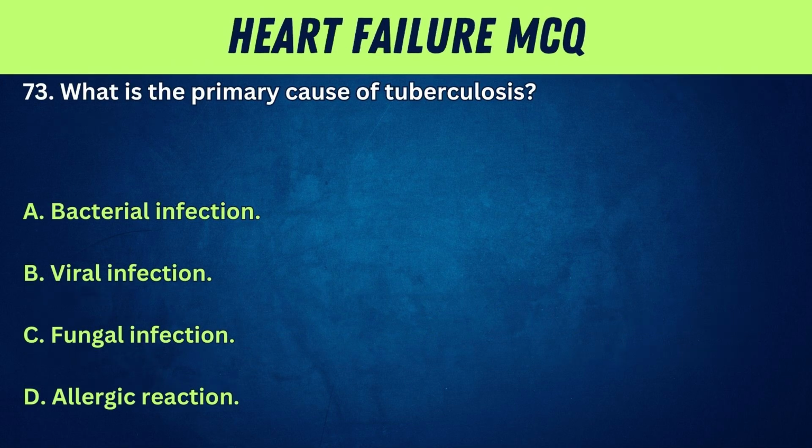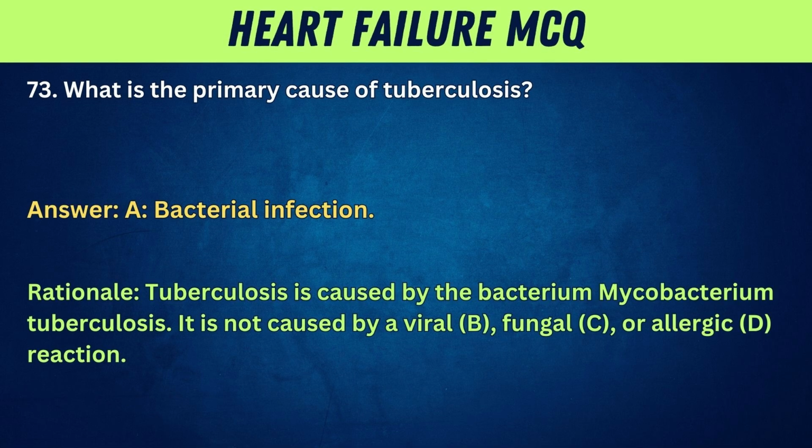73. What is the primary cause of tuberculosis? A, bacterial infection. B, viral infection. C, fungal infection. D, allergic reaction. Answer: A, bacterial infection. Rationale: tuberculosis is caused by the bacterium Mycobacterium tuberculosis. It is not caused by a viral, B, fungal, C, or allergic, D, reaction.